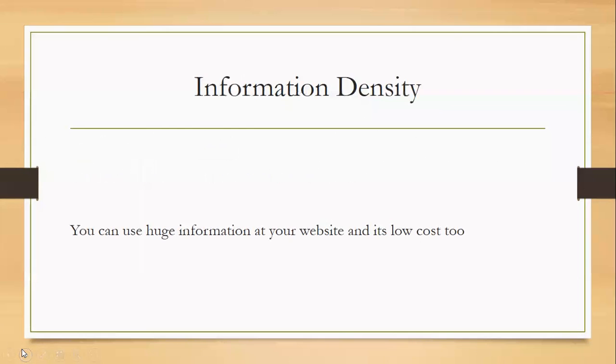Then we have the information density. A lot of information you can use through your website, and which is quite cheap. You don't need to pay much money on it, but this is a huge platform where you can share information about your organization, about the features that you have, and you can appeal to and inspire the customers to go and purchase your products. So information density is what you can use for sharing information through the internet. I hope you're getting my points. If you have any question, please interrupt me.